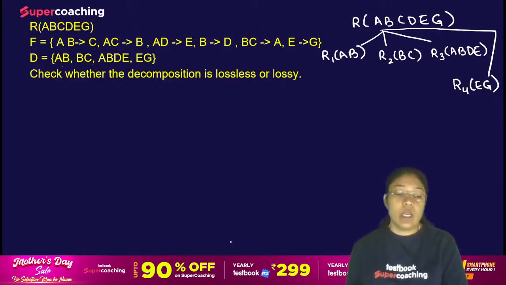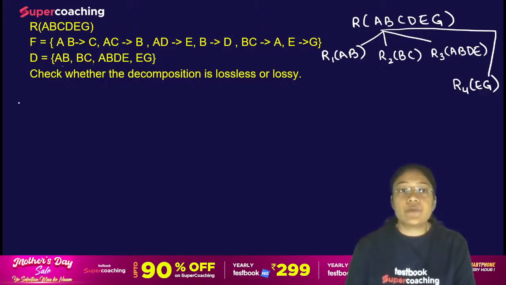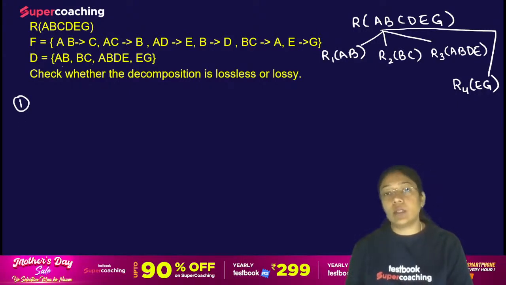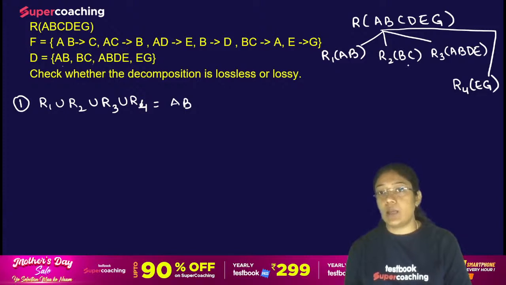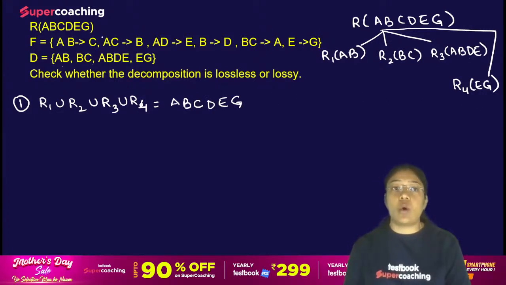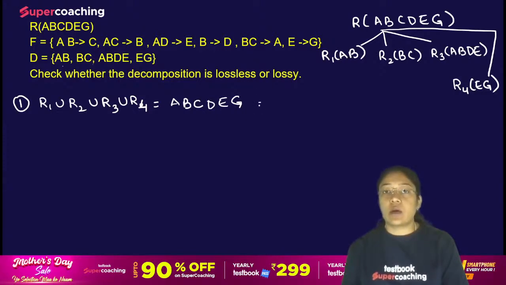Okay, so what we need to do is, first of all, find out whether all the attributes are covered or not. R1 union R2 union R3 union R4, we take the union of all the relations, and we see whether it's covering all the attributes. AB, then we are getting B and C, then D is also coming, and in R4 G is also there. So all the 6 attributes are covered, so condition 1 is true.